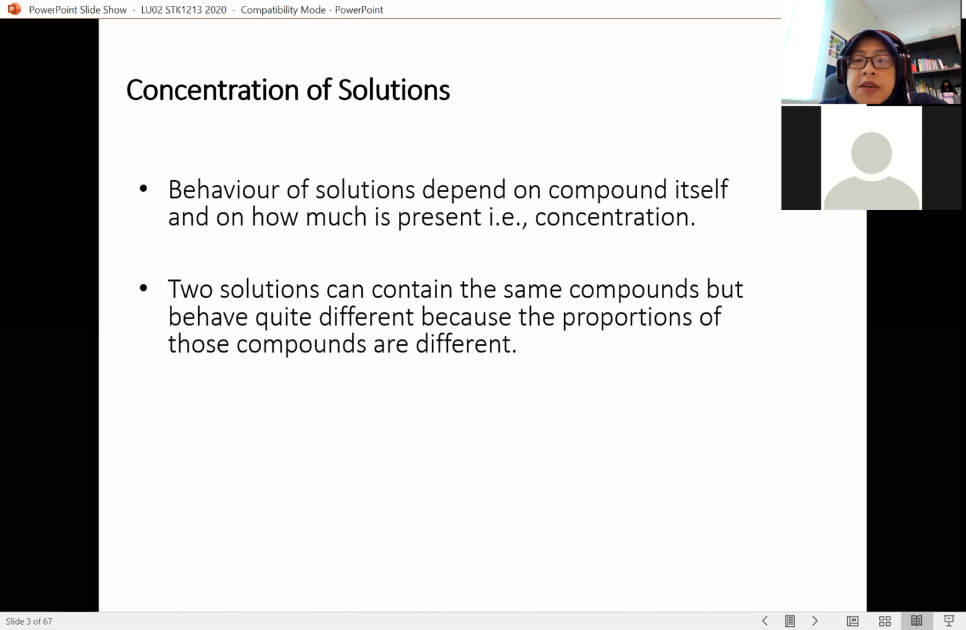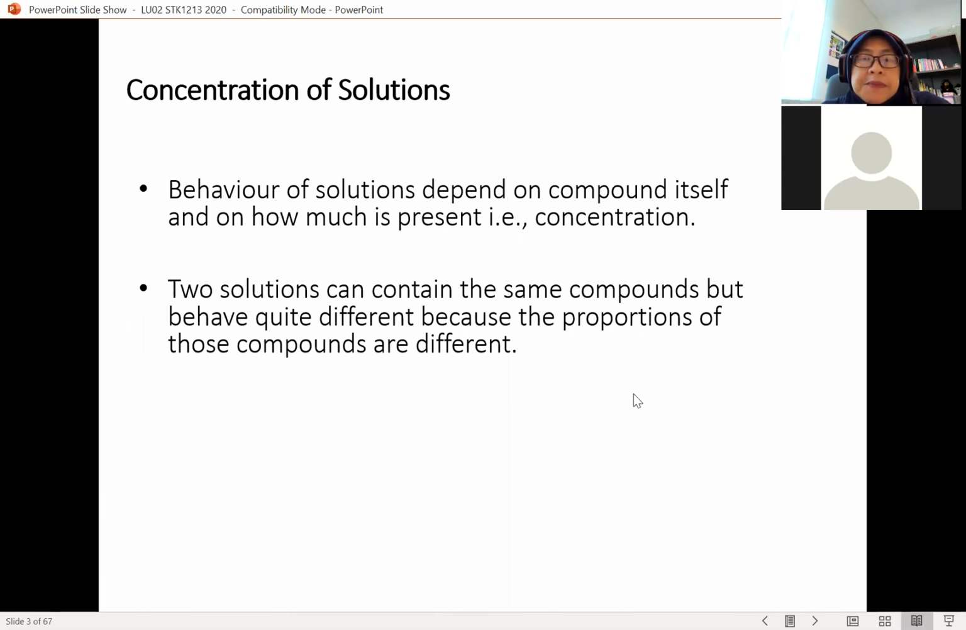For example, if you have hydrochloric acid which is 12 molar, we call it concentrated hydrochloric acid. If you compare it to a 0.1 molar hydrochloric acid, they behave differently. For example, the more concentrated one will be more corrosive, but the less concentrated one, let's say 0.01 molar or 0.1 molar, is considered a diluted acid. So they behave differently, because the proportion of HCl in the solution is different due to the different concentration.